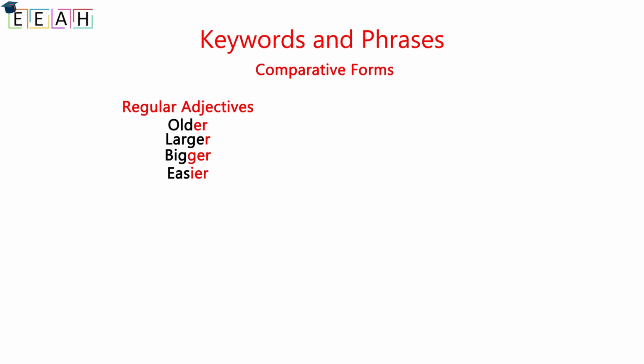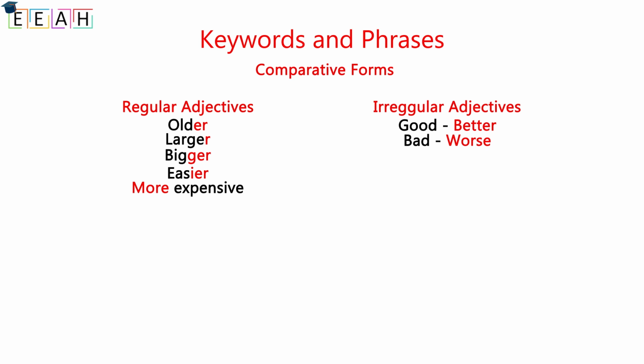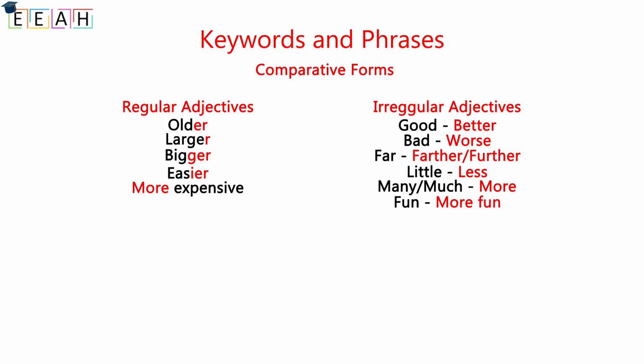If you have a long adjective, more than two syllables, as in the word expensive, you need to add more to the beginning, more expensive. So these are the regular adjectives. What about the irregular ones? We have comparative forms that don't go with the rule. Irregular ones. Good, better. Bad, worse. Far, farther or further. Little, less. Many or much becomes more. Fun becomes more fun.